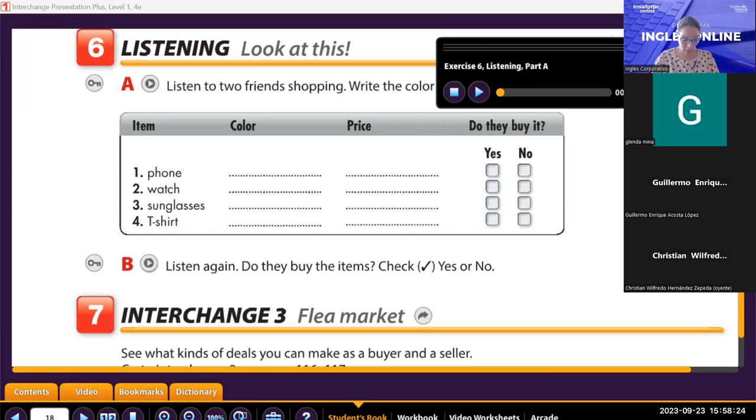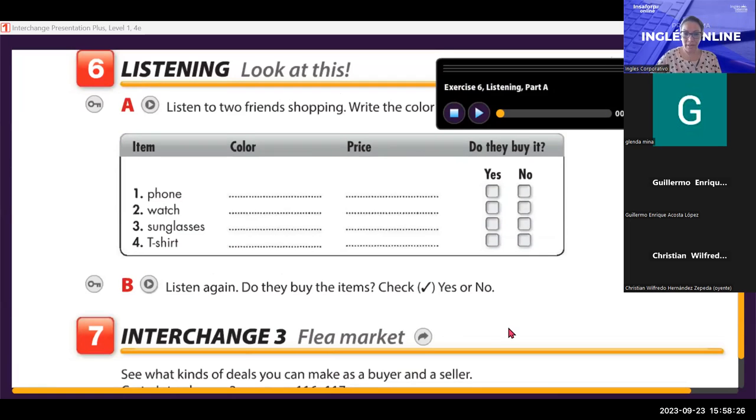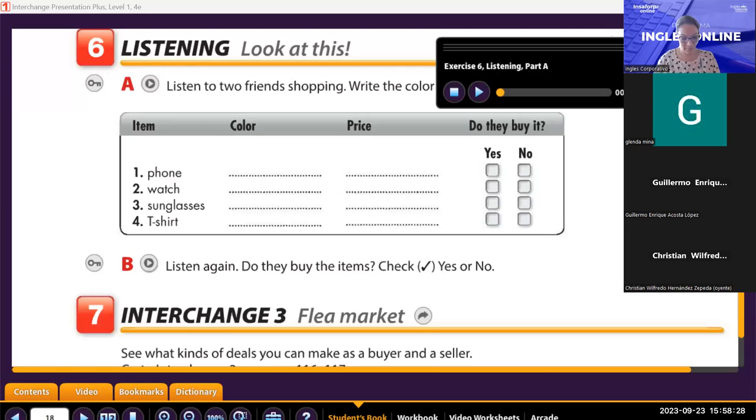Okay, did you complete the color and price information? El precio, el primero y el último me faltó. Okay, you're missing one. Okay, I'll play that recording once again so that you complete that information.